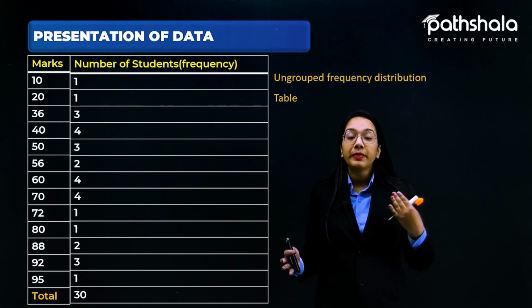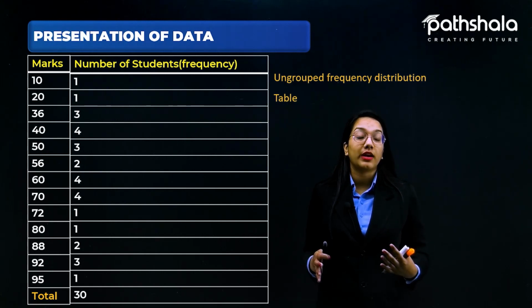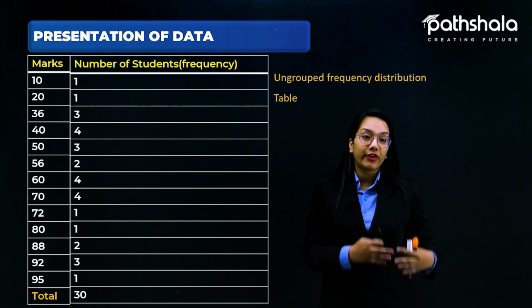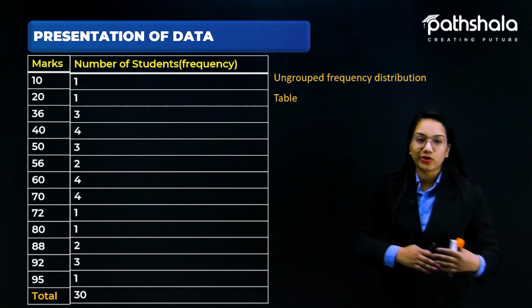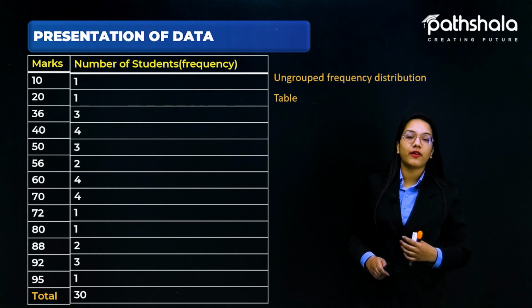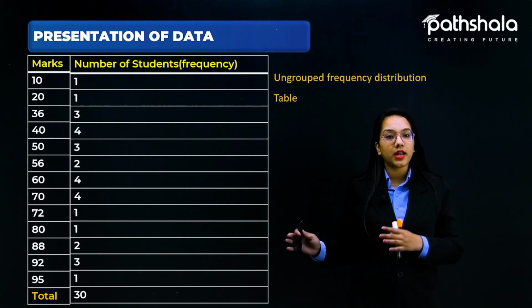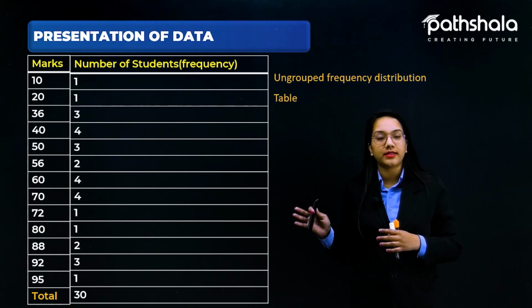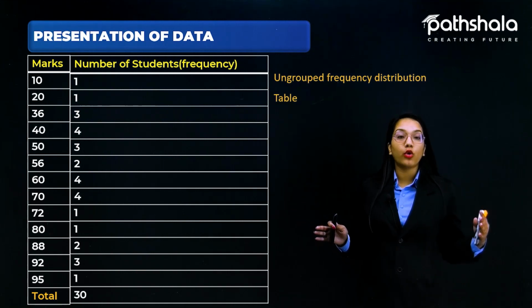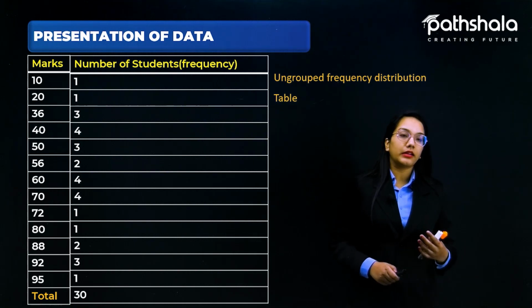So always remember, whenever we have such kind of data, we can represent the data with the help of the ungrouped frequency distribution table, which is of this form. Now let us suppose I take a lot bigger data than the data given in this example. How can we present that kind of data?